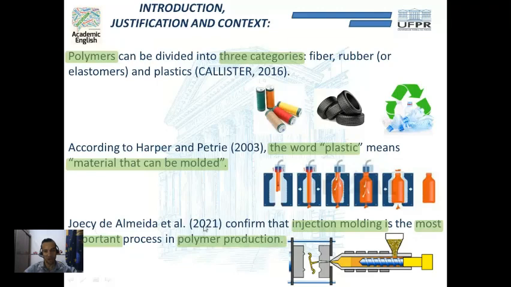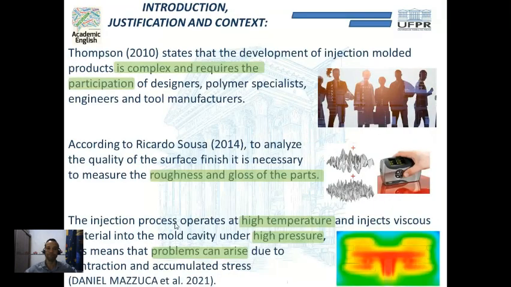José Almeida et al., 2021, confirmed that injection molding is the most important process in polymer production. Continuing, Thompson, 2010, says injection molding is so complex. It requires the participation of designers, polymer specialist engineers, and tool manufacturers.